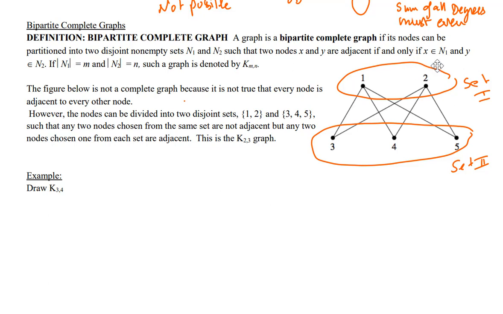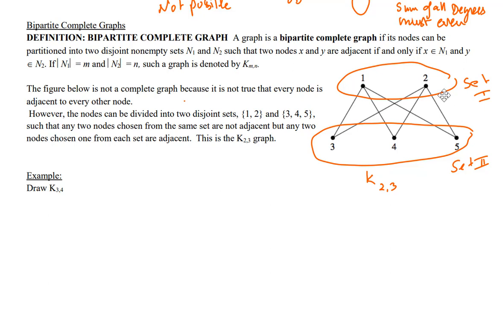And then how do we write it? We write it as K m, n. For this one here, this is basically K 2, 3. So 2 nodes connected with the other 3 nodes. These bipartite graphs are usually used in social networking analysis and train schedules sometimes as well.